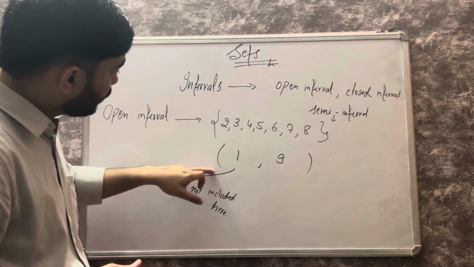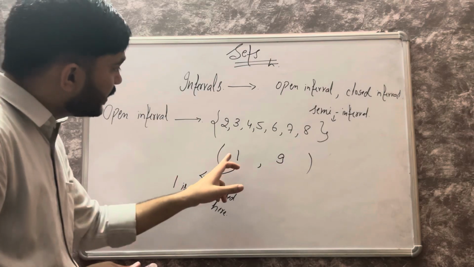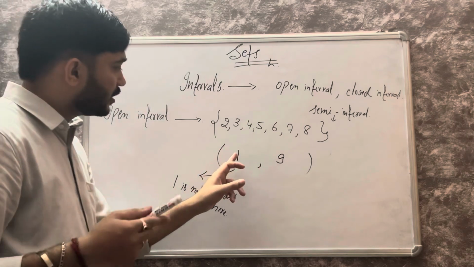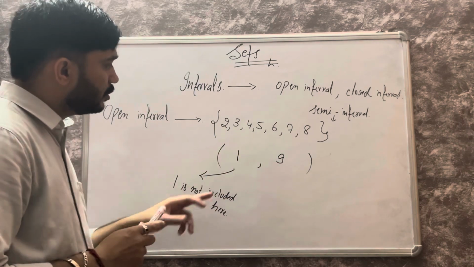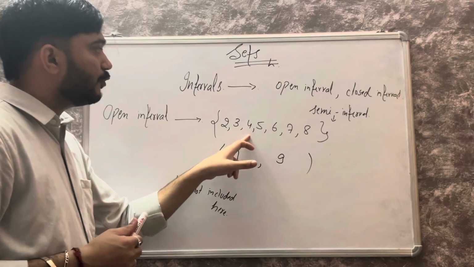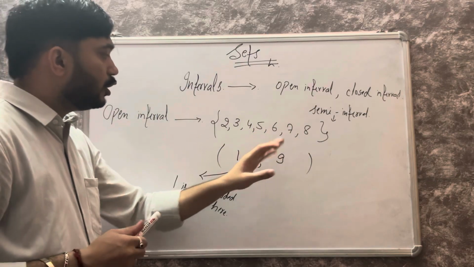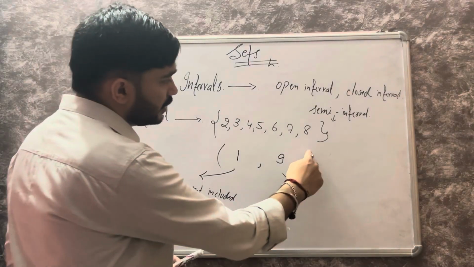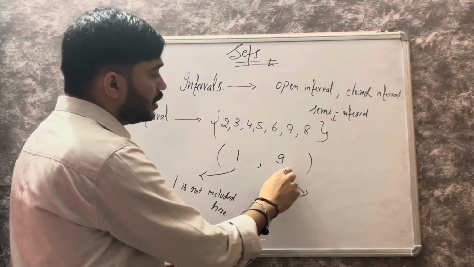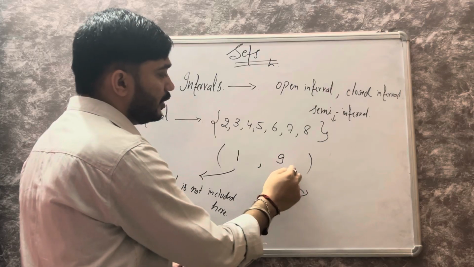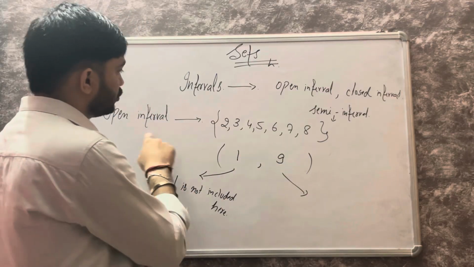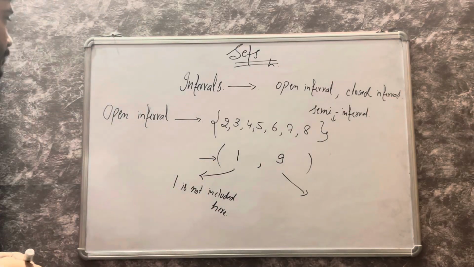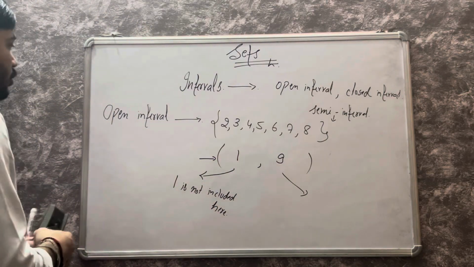Because this is an open interval, 1 is not included. The next value after it shall be included, and the natural value that comes after 1 is 2. So we can write 2 here, 3, 4, 5, 6, 7, 8. Also, we cannot include the last value, because this is also an open interval. So this value shall not be included in the answer. This is known as an open interval, represented by this bracket.